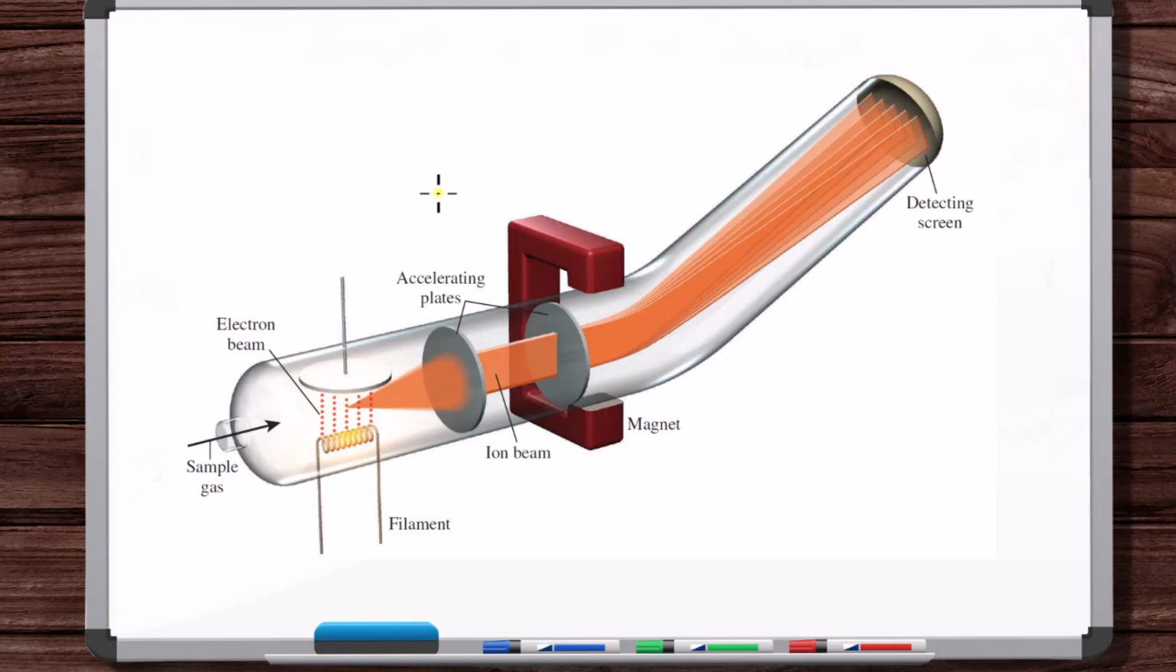So this is a simplified diagram of one type of mass spectrometer. Here you have a gas sample that comes in, and a vacuum is pulled in this tube here. And then the gas sample is bombarded with a stream of high energy electrons. Then collisions between the electrons and the gas sample produce positive ions by dislodging an electron from each atom or molecule.